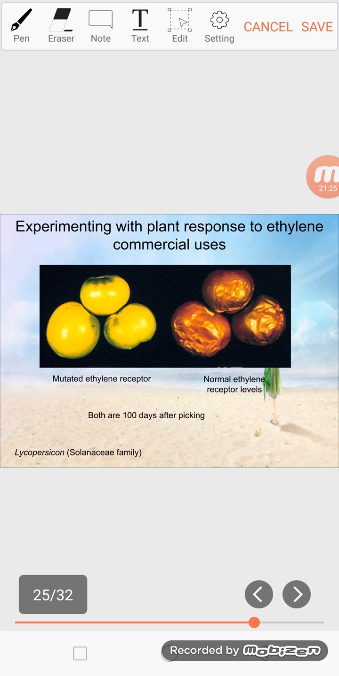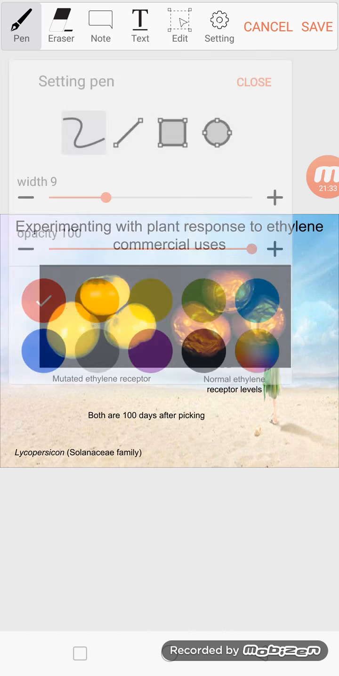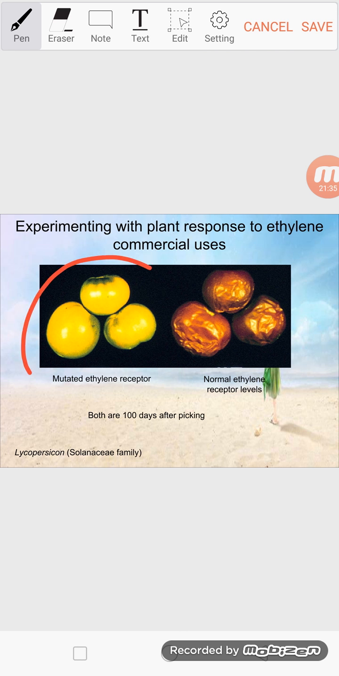Okay, so contohnya experimenting with plant response to ethylene commercial uses. Okay, so yang gambar belah kiri ni, so adalah mutated ethylene receptor. So maksudnya dia ni dah mutate, dia tak dapat nak sense, dia tak dapat nak tahu ada ethylene gas. So bila tak ada ethylene hormone, jadi dia tak undergo senescence. But on the other hand, this one is the normal one where it can sense ethylene hormone, then they akan undergo senescence as usual.